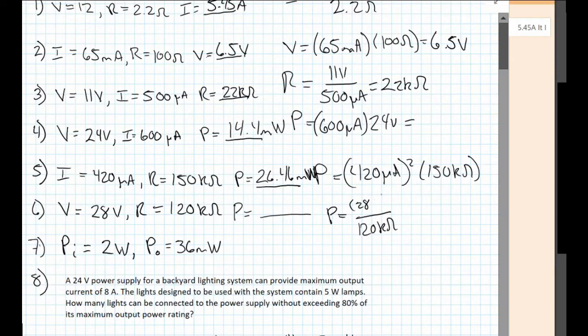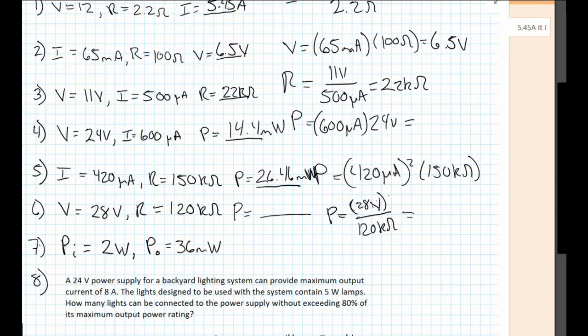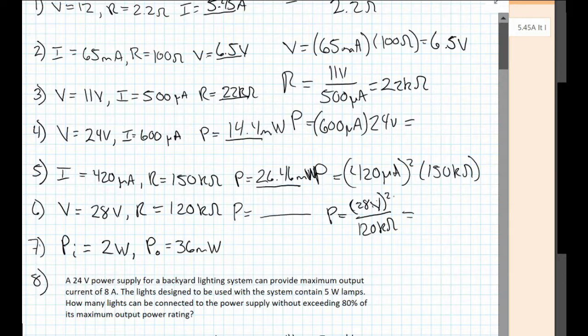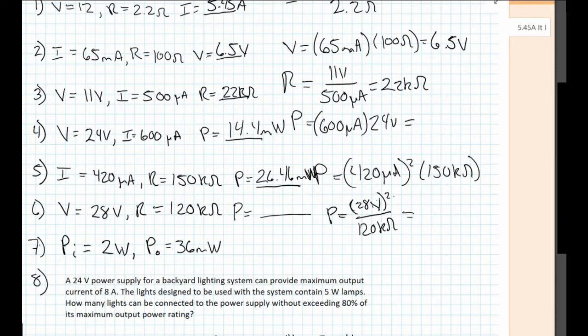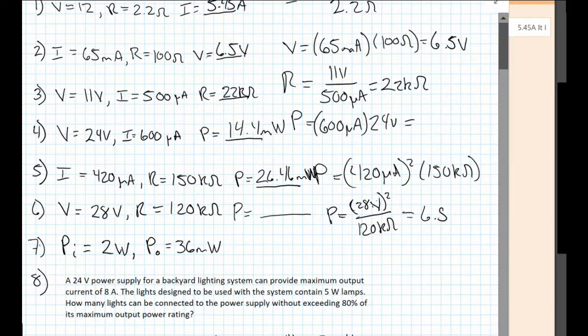Let me fix that. You got to make sure that you put what you're calculating. I've seen a lot of teachers grade somebody wrong or give you half credit because you didn't use the right variable. All right, so 28 divided by, oh, that's 28 squared. Squared divided by 120. 6.53 repeating. Watts. Oh, wrong type of W. Watts.